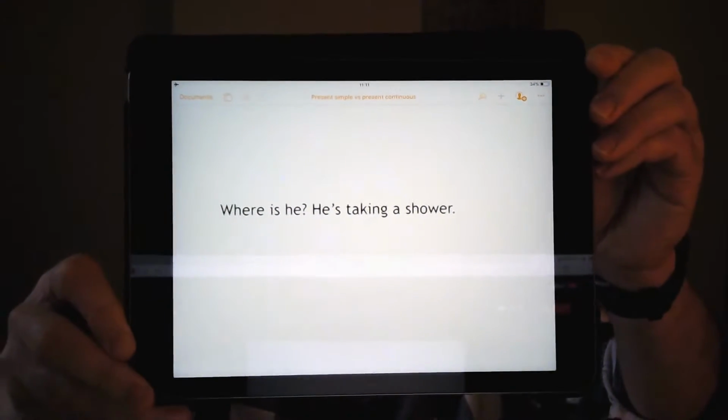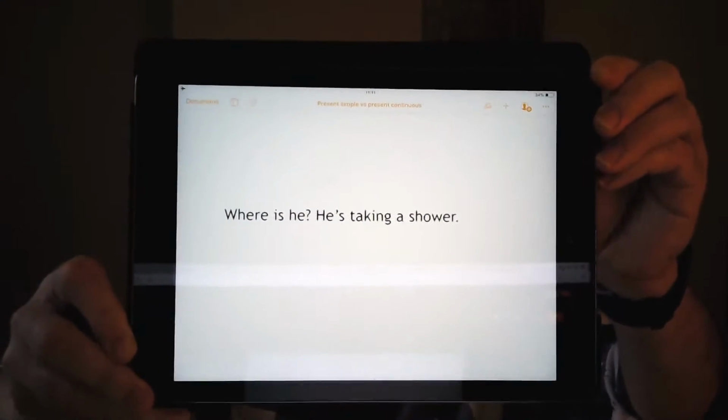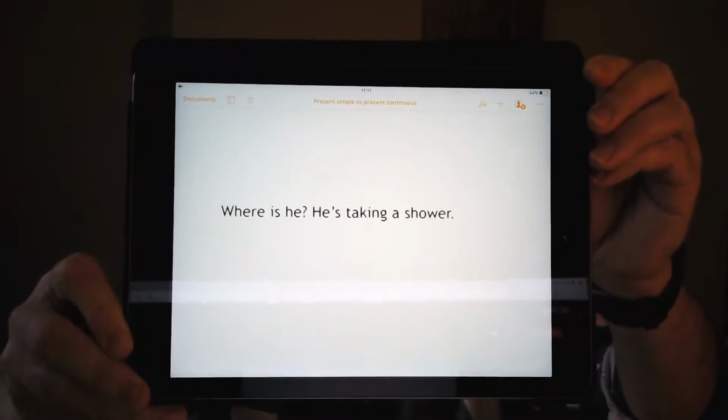Okay, so nobody wants to give it a go here, but that's fine. I'm going to put the correct sentence up for you. I'll show you on the screen as well. It's easier for people who are on mobile phones. Where is he? He's taking a shower.